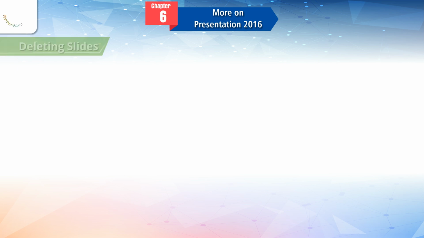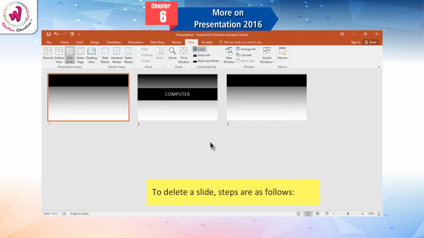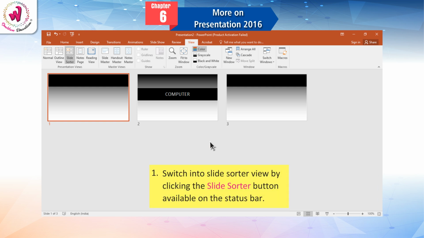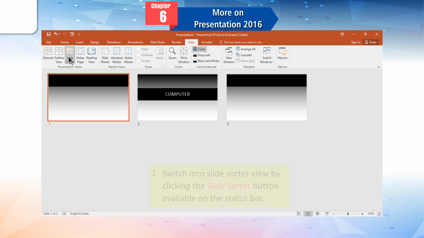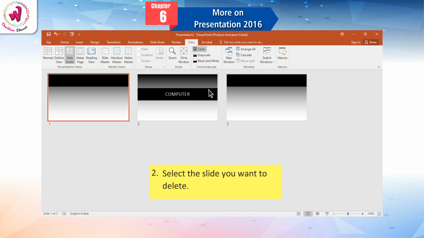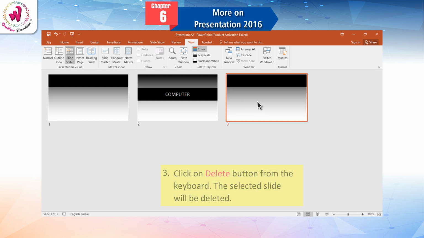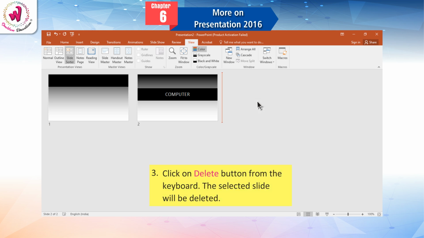Deleting slides. To delete a slide, steps are as follows. 1. Switch into Slide Sorter view by clicking the Slide Sorter button available on the status bar. 2. Select the slide you want to delete. 3. Click on the Delete button from the keyboard. The selected slide will be deleted.